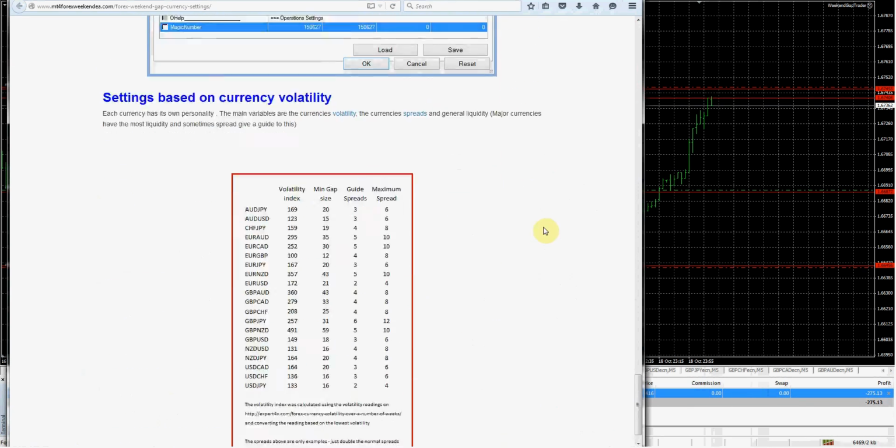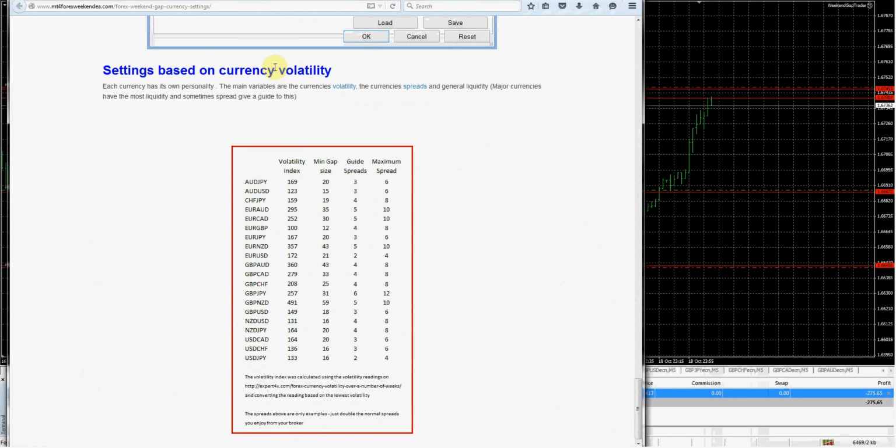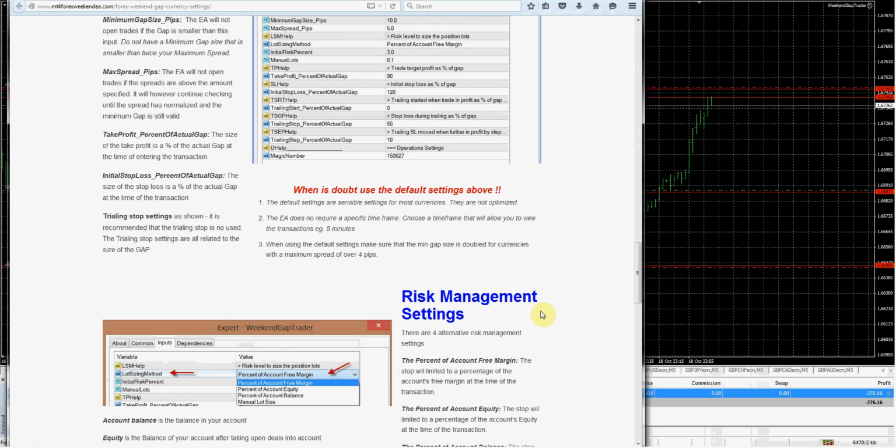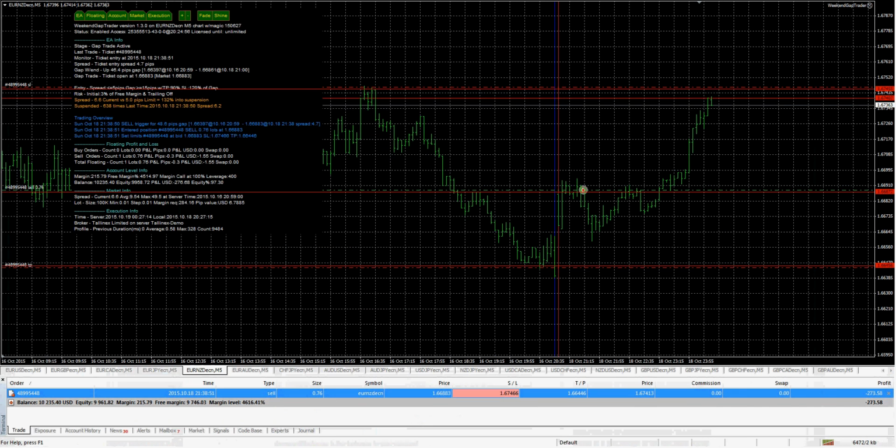And here's the volatility settings. So like I said, there are several different ways to trade this system. I do think it has merit. I think it's worth testing out. I think it's just something that's going to take some time to find the proper way to use it.